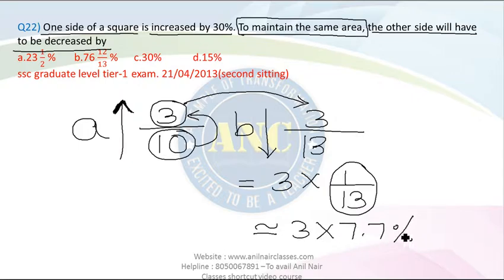We already learnt it. 7 into 3 is 21, 7.7 into 3 is 23.1. Answer should be very close to 23.1, or out of the given options the closest option is 23.5, which is 23 and a half. Answer is approximately equal to the first option, 23.5%. Original SSC graduate level tier 1 question in 2013.